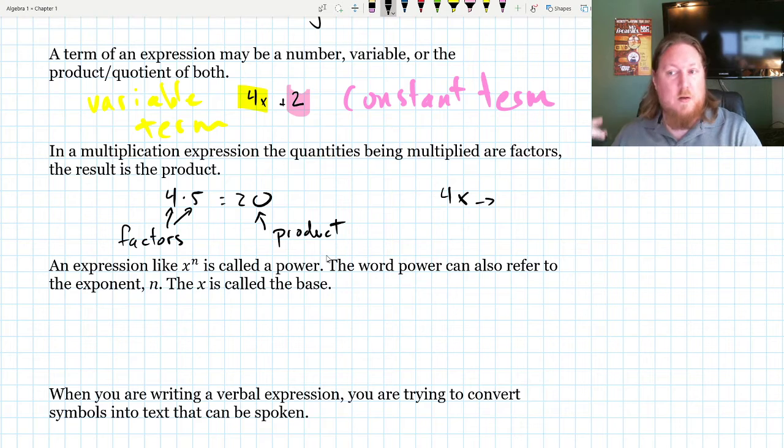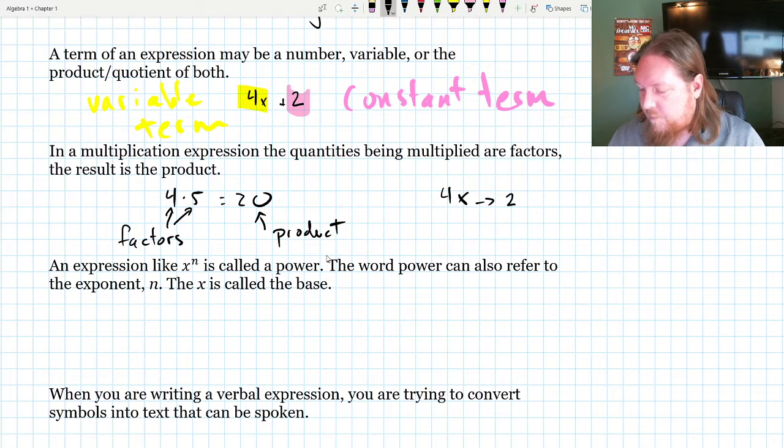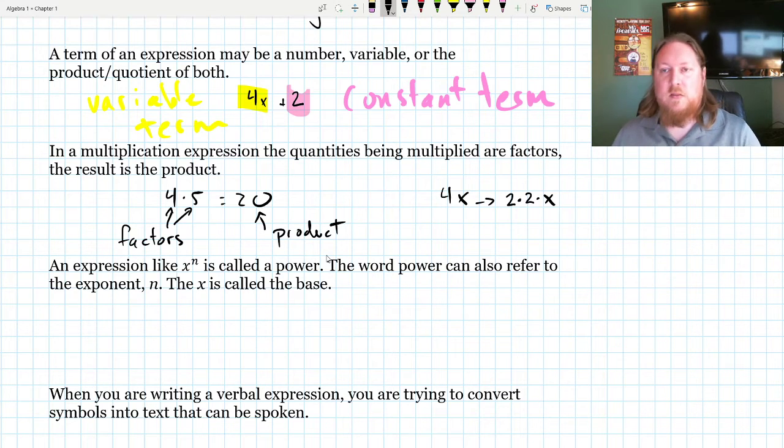And if you know anything about factoring, the process of finding those things, you probably know that 4 is the same as 2 times 2, times x. So that's another way to break down the factors even more. Now we have more factors involved in it. It's still the same expression. It's just represented in a slightly different way.